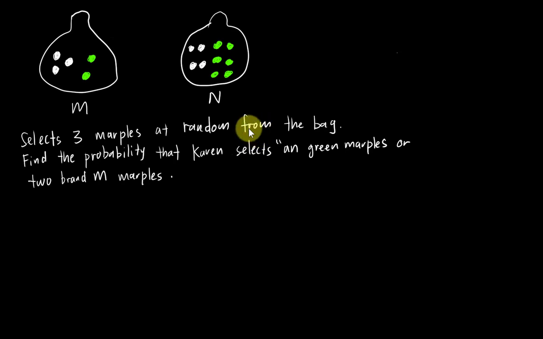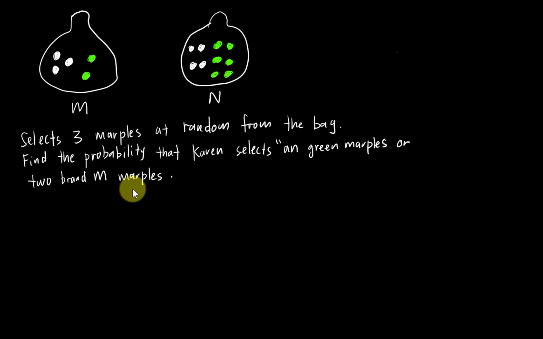Alright, so basically over here you have two different brands, and each brand is allocated a different bag. The first one is brand M. You have 3 white marbles and 2 green marbles here, and then brand N over here has 4 white marbles and 6 green marbles. Alright, and in this question they ask you to select 3 marbles at random from the bag. Find the probability that Karen can select a green marble or 2 brand M marbles.